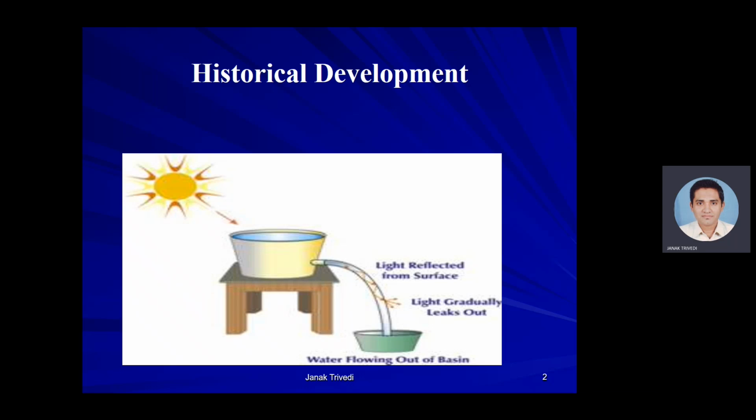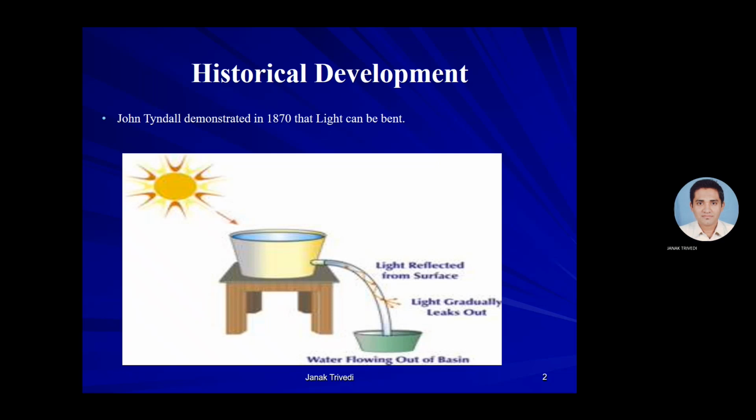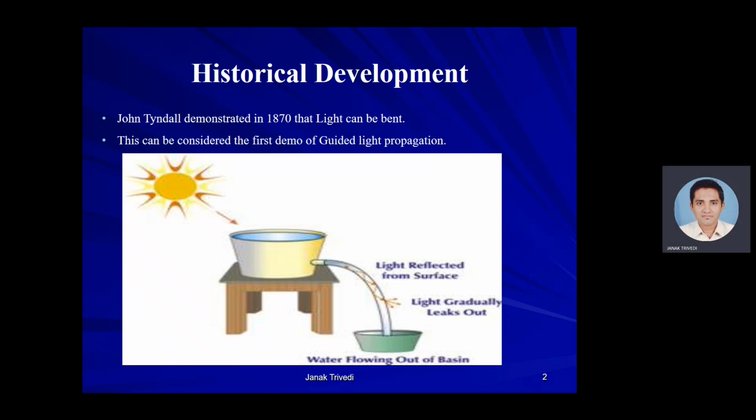John Tyndall demonstrated in 1870 that light can be bent. This can be considered the first demo of guided light propagation. Total internal reflection is the basic idea of fiber optics. In this figure, light is emitted from the sun to a basin of water, and we can see the water flow out of the basin with the light reflected from the source and gradually leaking out.